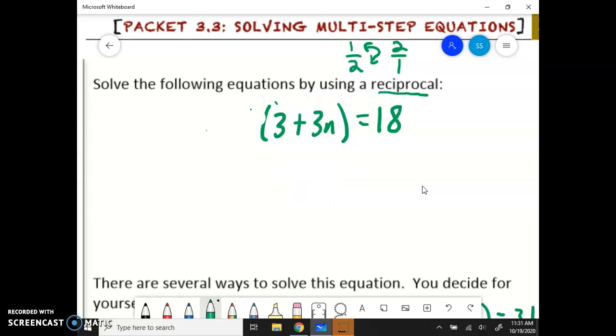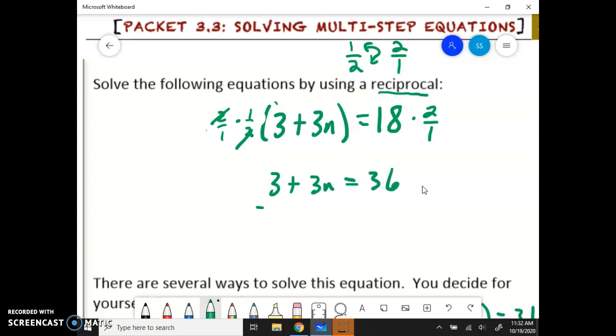But if we multiply by 2 over 1 on one side, we need to do it on the other side. So 2 over 1, again, that's the same thing as 2. We can write any whole number as a fraction over 1. We're just going to get 36. Let me just update this problem. We'll lose the parentheses. We're just left with 3 plus 3n is equal to 36.